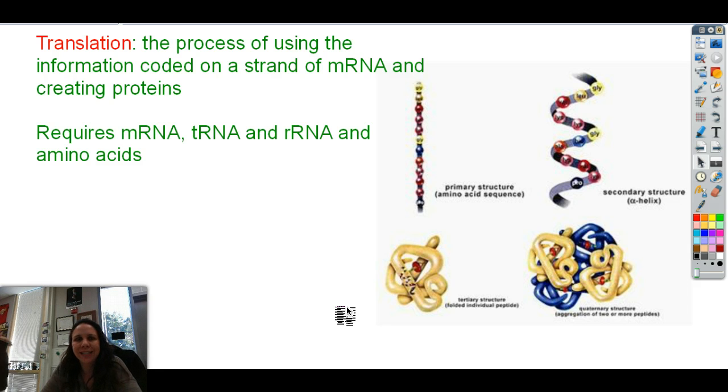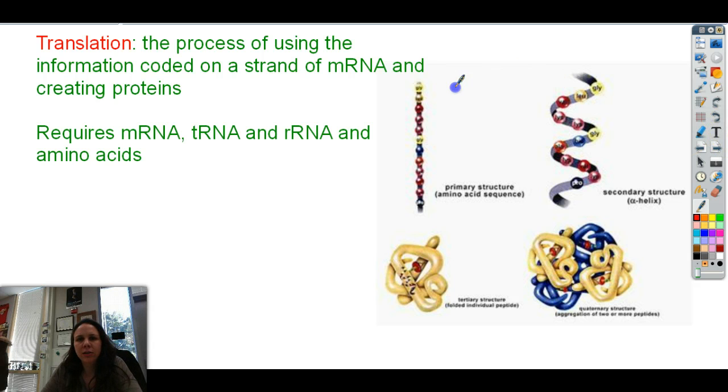Now, just like translating something from one language to another is taking the same information and putting it in a different way, we're going to do the same thing. We're going to take the information that's in the RNA and put it into a protein. So translation is the process of using the information coded on a strand of mRNA to make proteins.